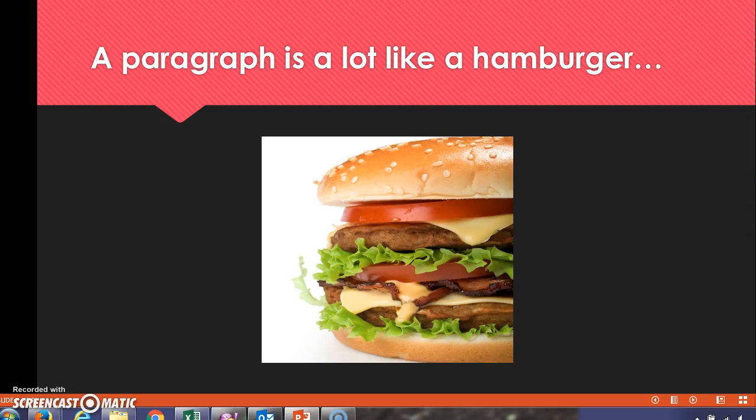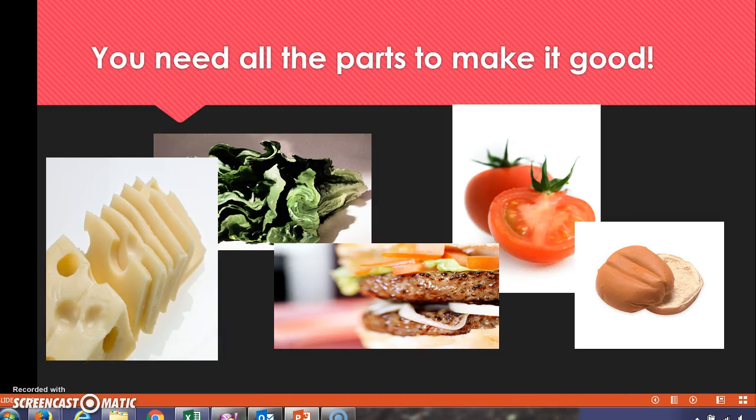A paragraph is a lot like a hamburger. Now, I know that's kind of a corny analogy, but in order to have a good paragraph, you need all of the pieces. And in order to have a really delicious hamburger, you need all of the parts. You need the cheese and the lettuce and the meat. You need the bun to hold it all together. So in that way, a strong paragraph response is a lot like a hamburger. I promise I'm not trying just to make you guys hungry here.